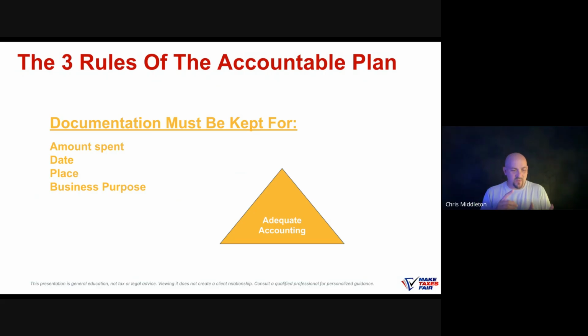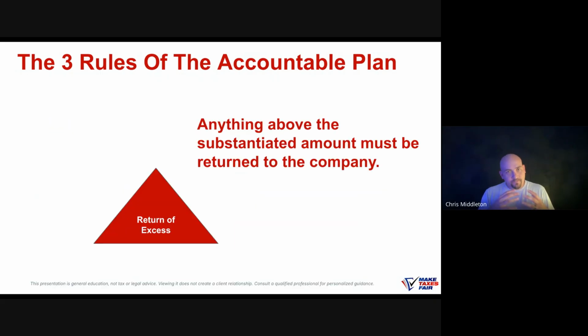Documentation must be kept. You have to document the amount spent, the date you spent it, the place, and the business purpose, right? You've got to keep the documentation around this. And then there needs to be a return of excess. The example would be that anything above the substantiated amount needs to be returned to the company.